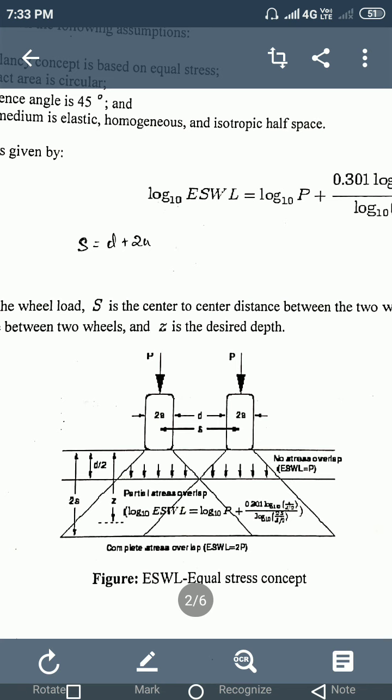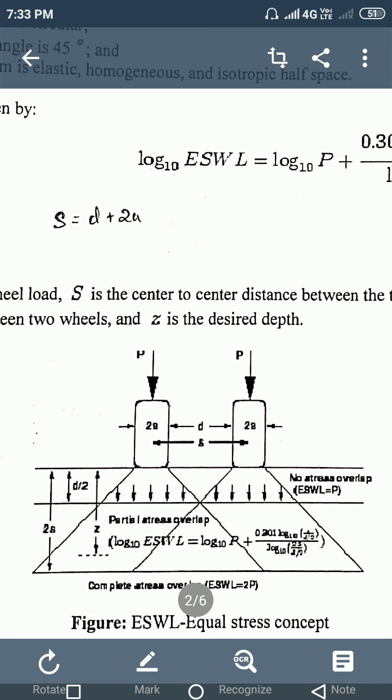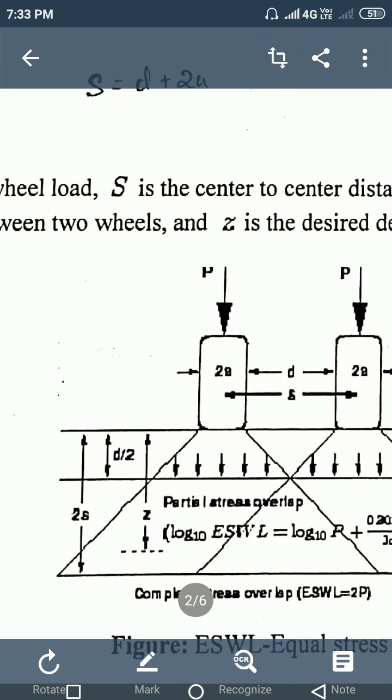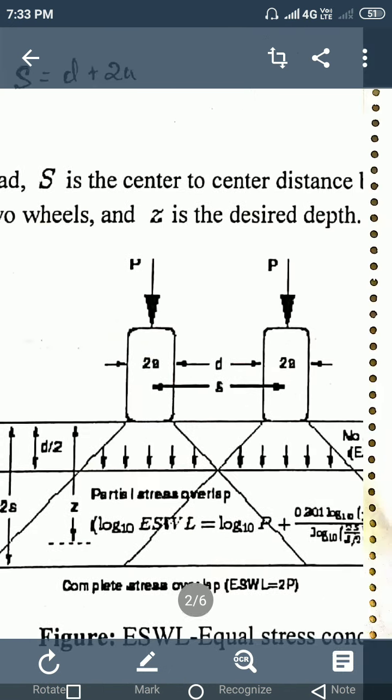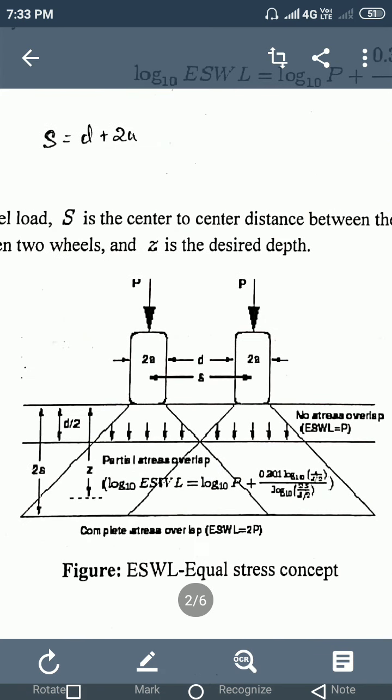Up to the depth of D by 2, there is no overlapping of the stress distribution. If you want to calculate the equivalent single wheel load at this depth, D by 2, the equivalent single load is exactly equal to the load applied on the wheels.